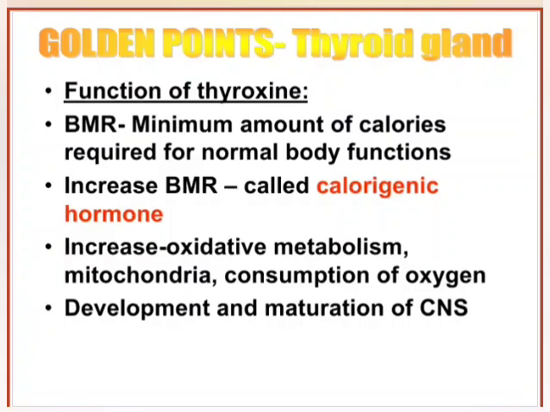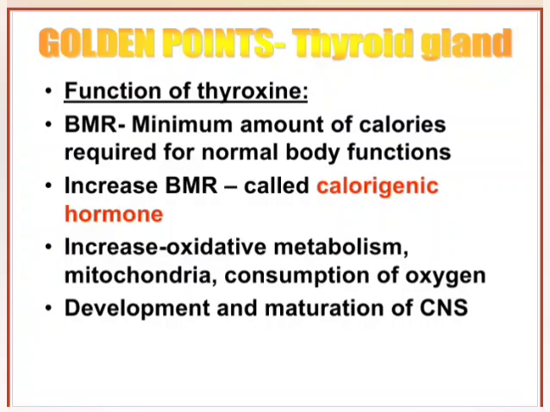And also it increases the oxidative metabolism, the addition of oxygen to the glucose, so that the glucose will break down and produce ATP, energy, in the form of calories. And you know very well, this calorie production, energy production, all occurs in the mitochondria. So the number of mitochondria also increases with this thyroxine hormone. So it increases the oxidative metabolism, it increases the mitochondria, and also it increases the oxygen consumption rate.